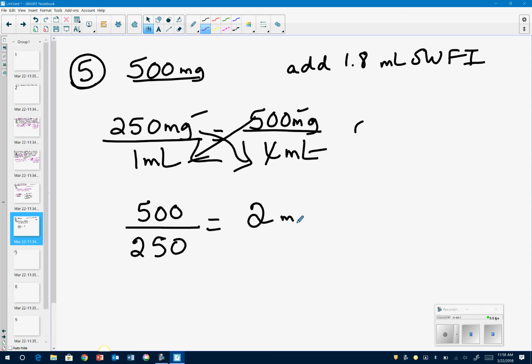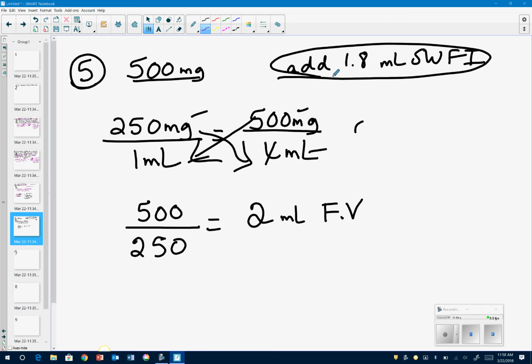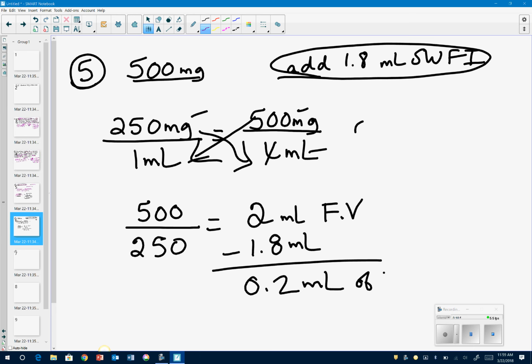So 2 milliliters, and this is your final volume. It tells us that we're going to add 1.8 milliliters sterile water for injection. So then we're going to subtract that from the total to get the powder volume. So 2 minus 1.8 equals 0.2 milliliters of your powder volume.